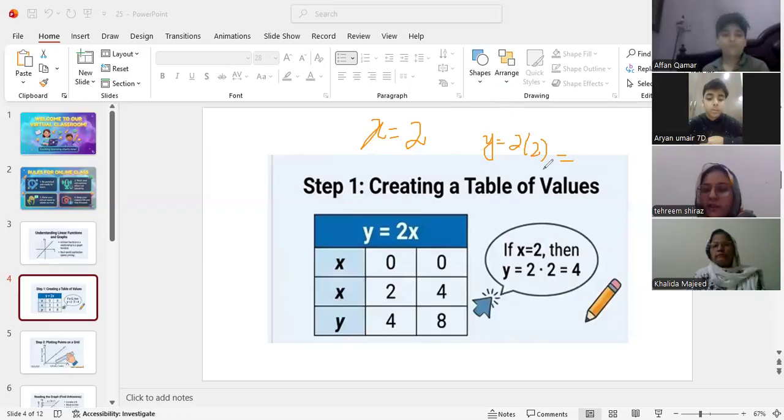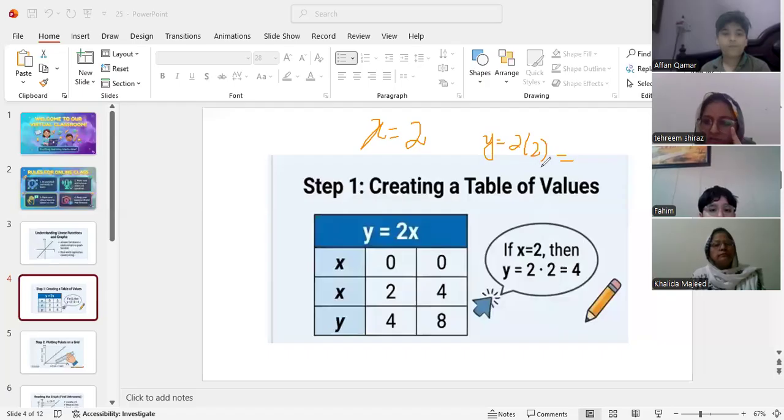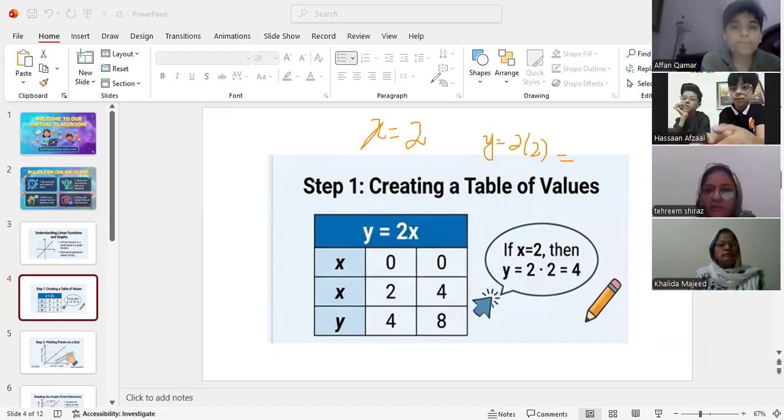It means if there is a 1 unit change or 2 units change in the value of x, then the value of y will increase by that same amount. 2 more units increase, right? Is this clear to everyone? Yes, ma'am. Yes, Hassan.